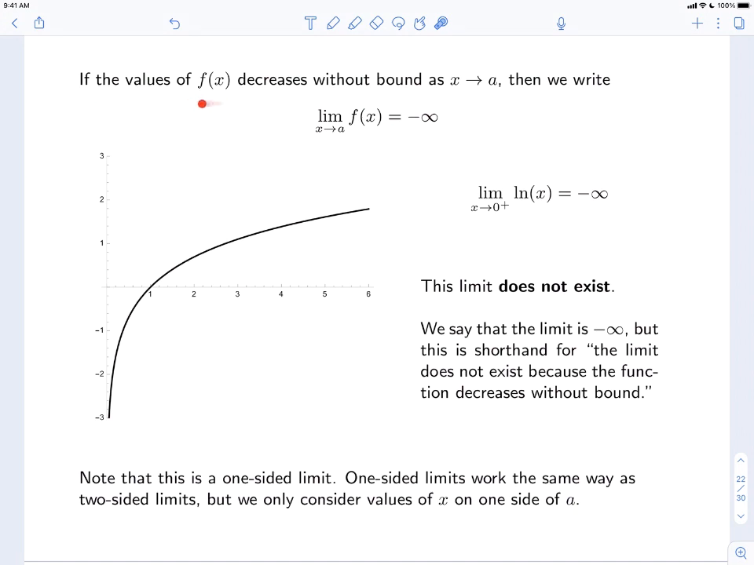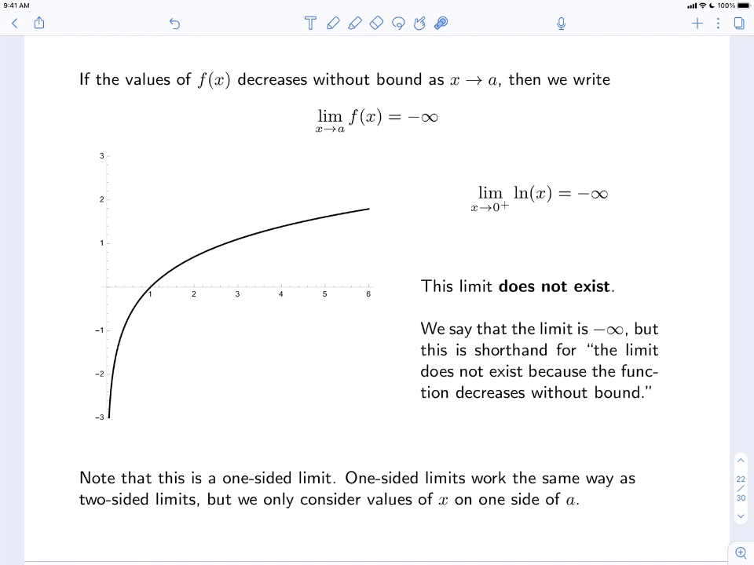If the value of f at x decreases without bound as x approaches a, then we write the limit as x approaches a of f at x equals negative infinity. So here we're looking at the graph of y equals the natural logarithm of x. As x approaches 0 from the positive side, this function decreases without bound. So we say that the limit as x approaches 0 from the positive side, or from the right, of ln of x equals negative infinity. This limit does not exist. We say that the limit is negative infinity, but this is shorthand for saying that the limit does not exist because the function decreases without bound.